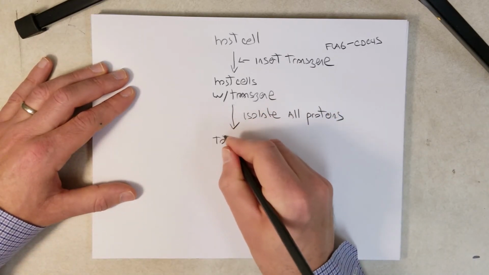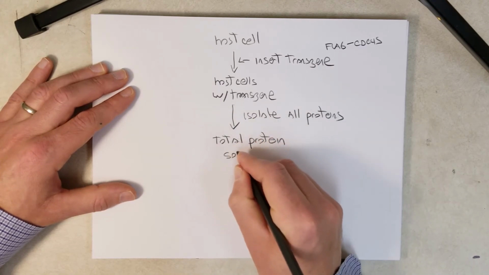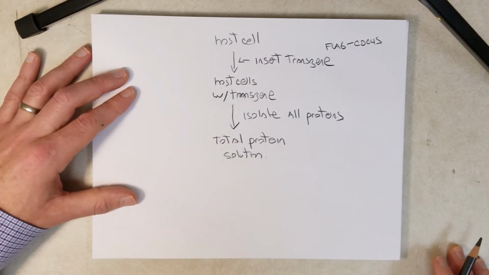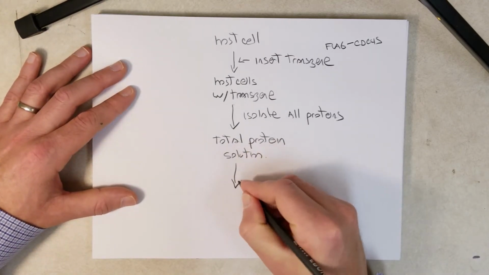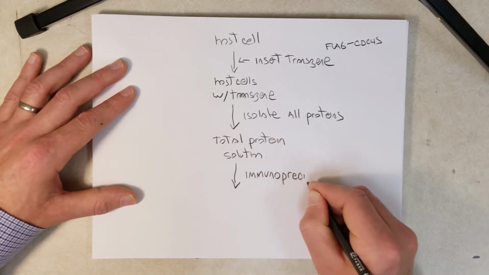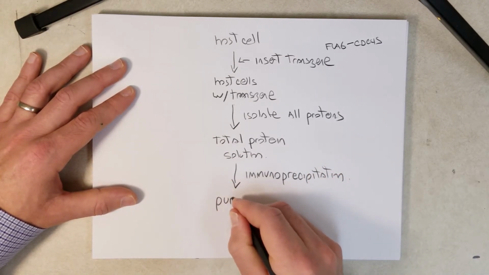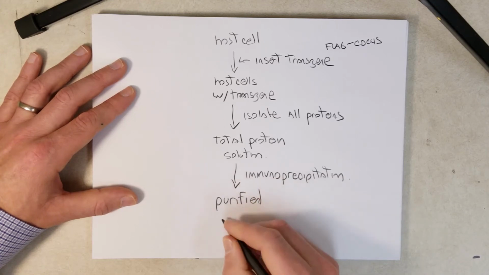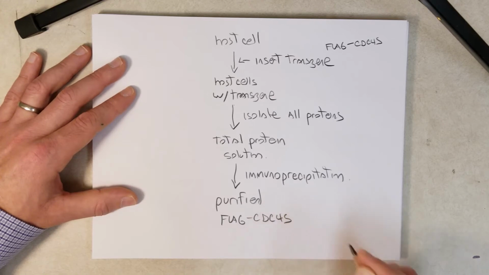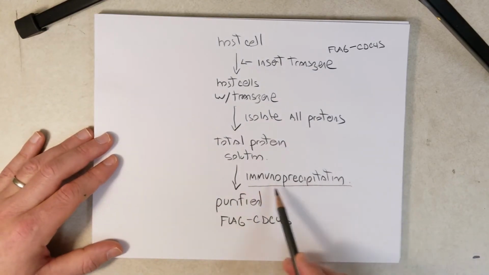And then we end up with a total protein solution, a solution of all the proteins from the yeast cells. And then we need to perform our immunoprecipitation. And that will give us our purified flag CDC45 protein.